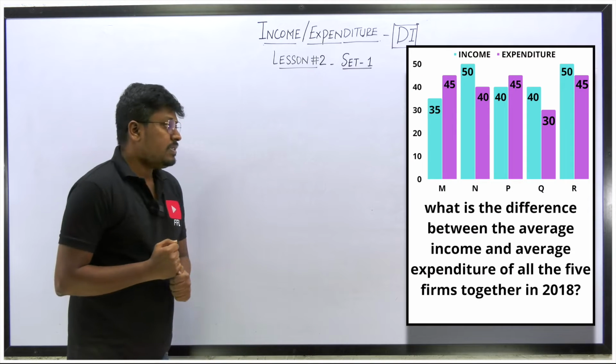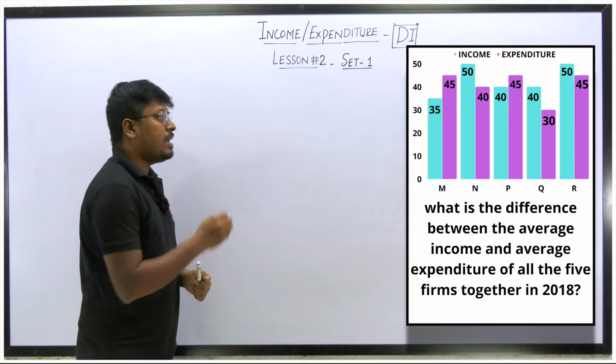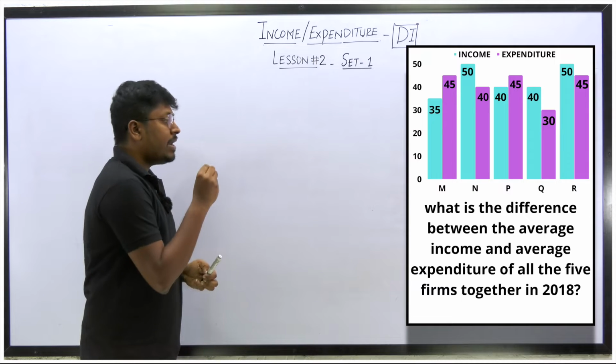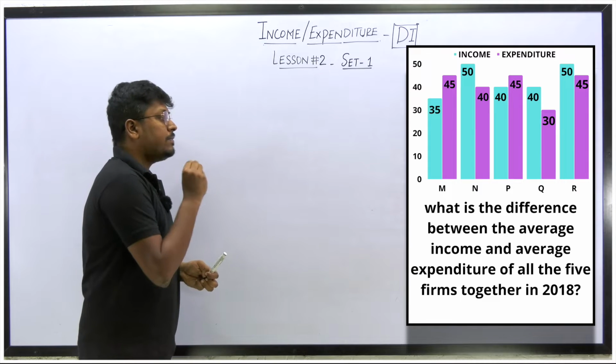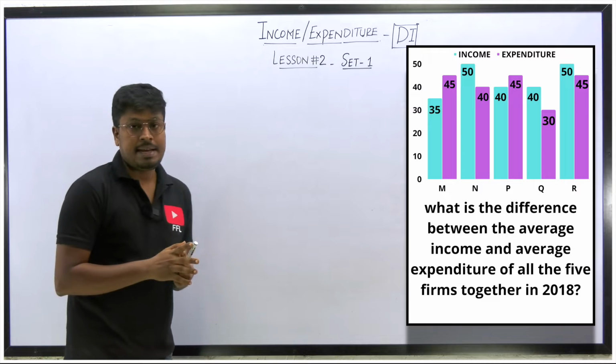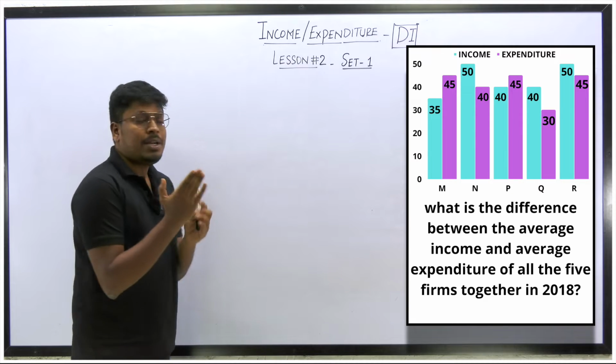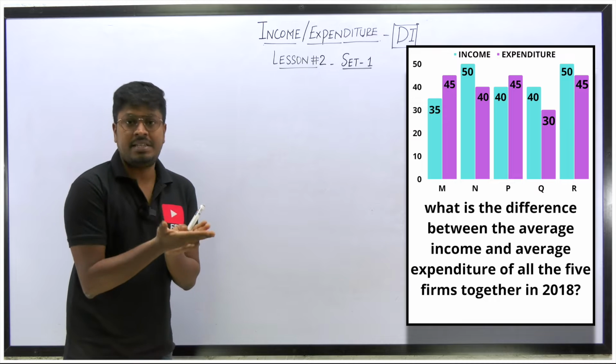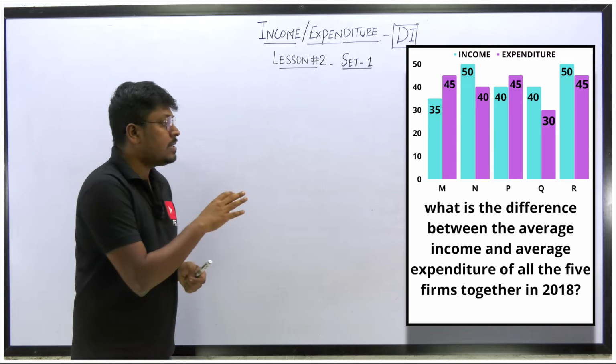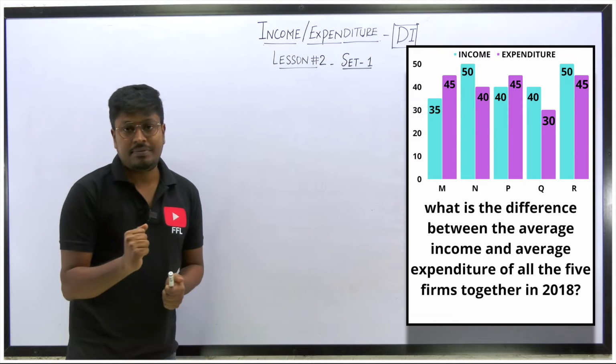First question: what is the difference between the average income and average expenditure of all the 5 firms together in 2018? The first question is a very basic question. We have to find the difference between the average income of all the companies and the average expenditure of all the 5 companies.